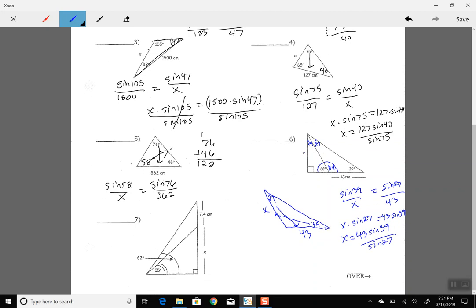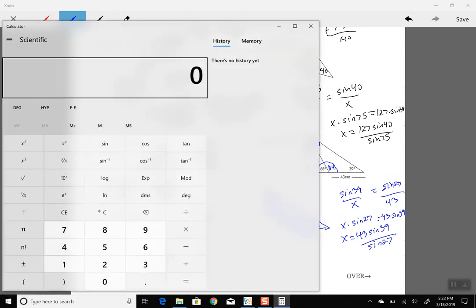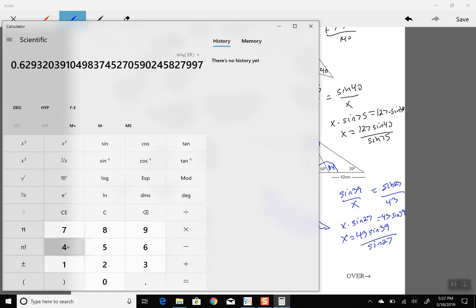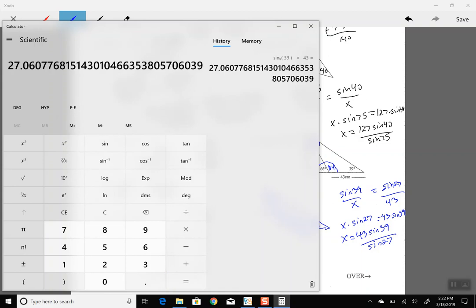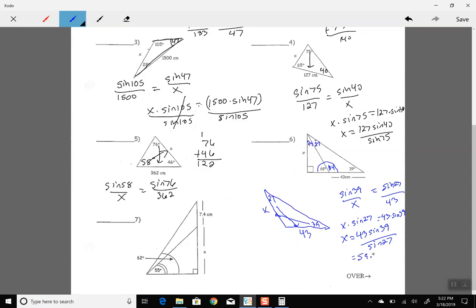And this I am actually going to plug in on the calculator. So I'm going to do sine of 39 degrees. That gets me that number. Multiply that by 43, so I'm doing the entire top first. And then dividing that answer by the sine of 27 and getting my answer. I get 59.606. Okay, so we'll round it there. So this side right here is 59.606.